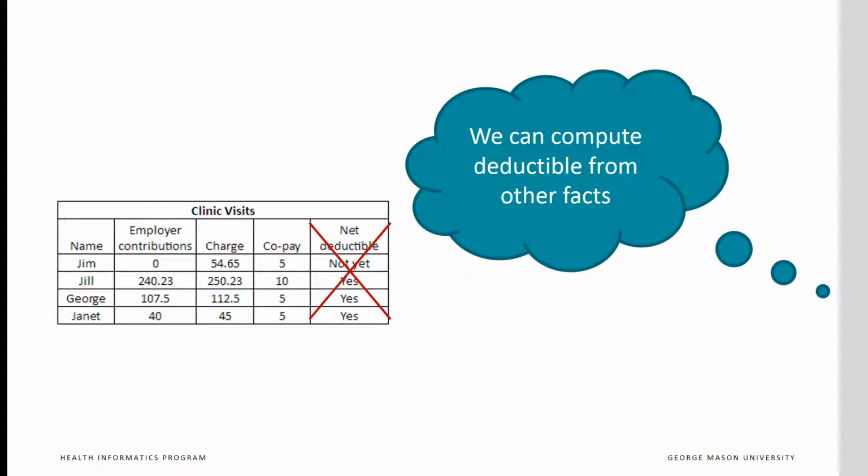Here we see that the net deductible is functionally dependent on other facts in the table. Employer's contribution, charges, and copay provide us with this information, and we don't need to redo this as a separate variable. So to put this table into the third normal form, we need to drop the composite piece of information that refers to the net deductible.